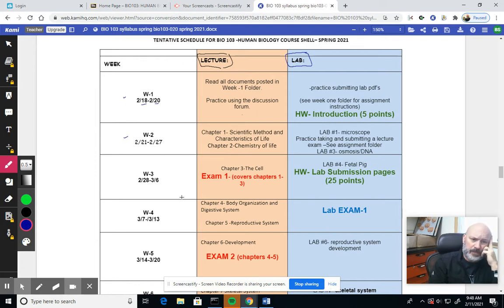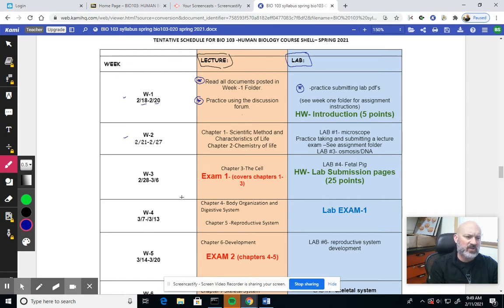So this first week, what do we have to do? Well, we're going to read all the stuff that I put in the week 1 folder. We're going to post something in the discussion forum. I'll show you what that looks like. We're going to practice submitting a lab document, and there's going to be an assignment in the week 1 folder that shows you exactly what I'm talking about. And that homework assignment is going to be worth 5 points. It's a practice assignment, so it's not worth a lot. I just want to see that you're capable of scanning a document, turning it into a PDF, and submitting it as an assignment. So I'll show you what that looks like.